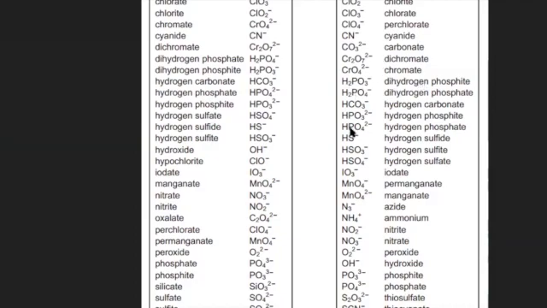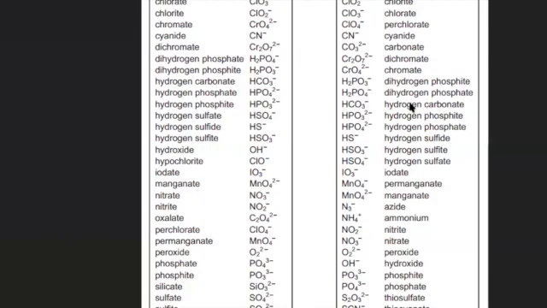Remember that a chemical like this, HCO3, is called hydrogen carbonate, but it's also known as bicarbonate. Whenever you have a polyatomic ion, CO3 is carbonate. But when you put a hydrogen in front of that, it goes from -2 to -1. It's not only called hydrogen carbonate, but more commonly it's known as bicarbonate.